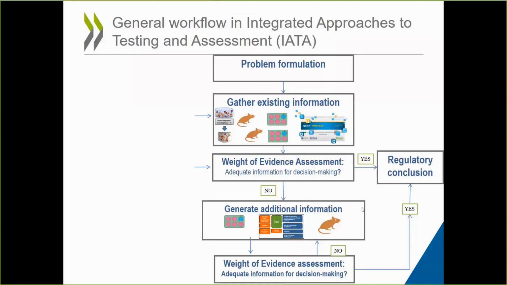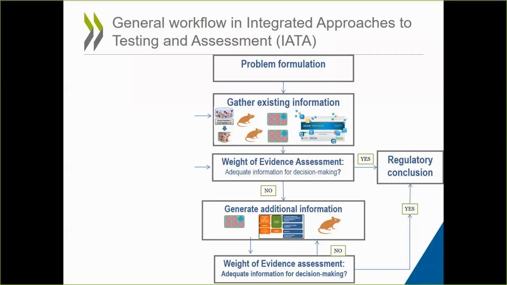Okay, so first of all, I'd like to talk a little bit about defined approaches and how defined approaches are similar to and contrast with integrated approaches to testing and assessment, or you may know them as IATAs. So IATAs are really a way of addressing specific regulatory problems, and they begin with, first of all, problem formulation. And then the next step in the IATA process is to assemble all existing information. And this likely includes sometimes physicochemical information, in vitro information, in vivo data, and oftentimes in silico predictions as well.